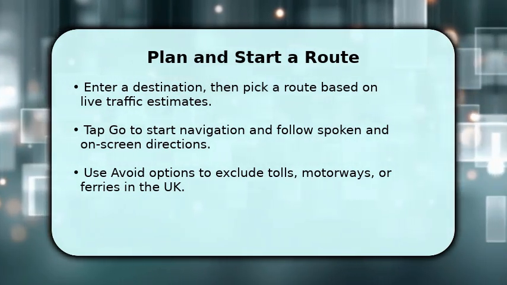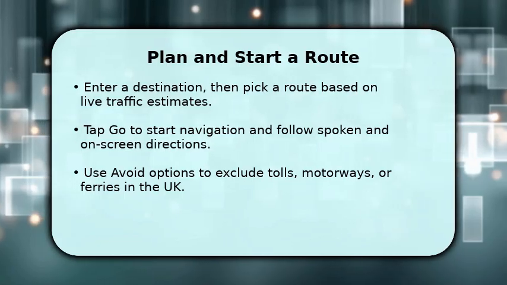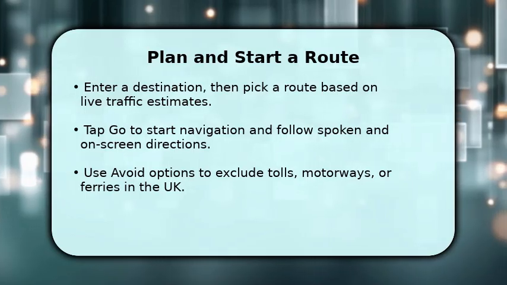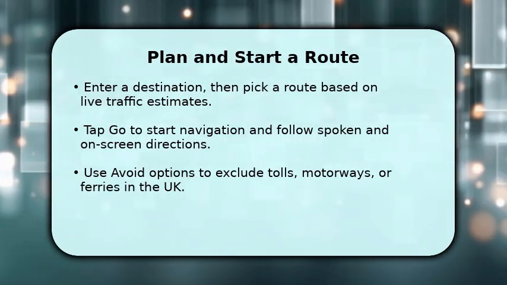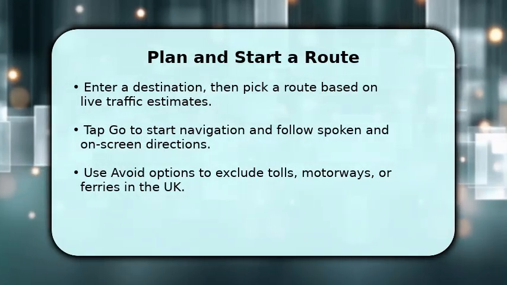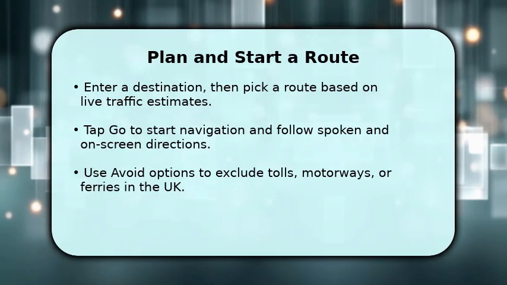Review available routes and pick one based on live traffic estimates and arrival time. Tap Go to start navigation and follow spoken instructions and clear on-screen turn prompts. Use the Avoid menu to exclude tolls, motorways, or ferries for specific journeys in the UK.